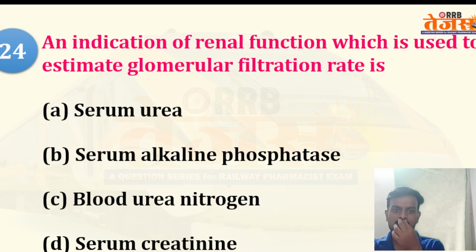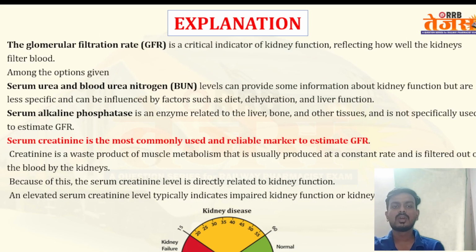Okay, an indication of renal function which is used for the estimation of glomerular filtration rate is serum urea, serum alkaline phosphatase, blood urea nitrogen, or serum creatinine. Your right answer is serum creatinine. So serum creatinine is one of the parameters for the detection of glomerular filtration rate. Glomerular filtration rate is a critical indicator for kidney function.